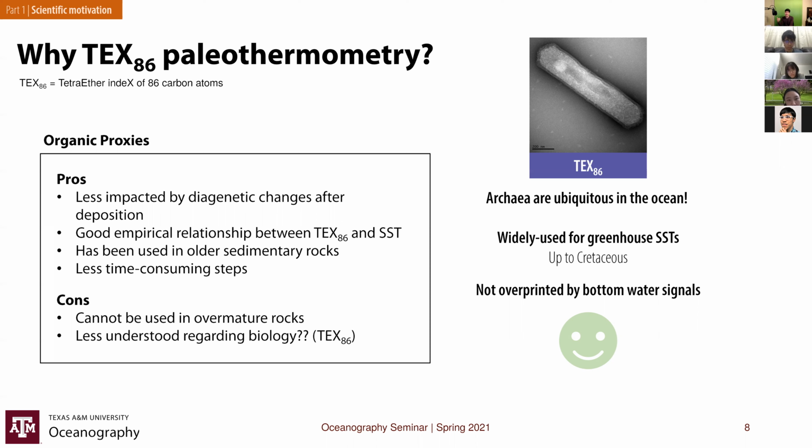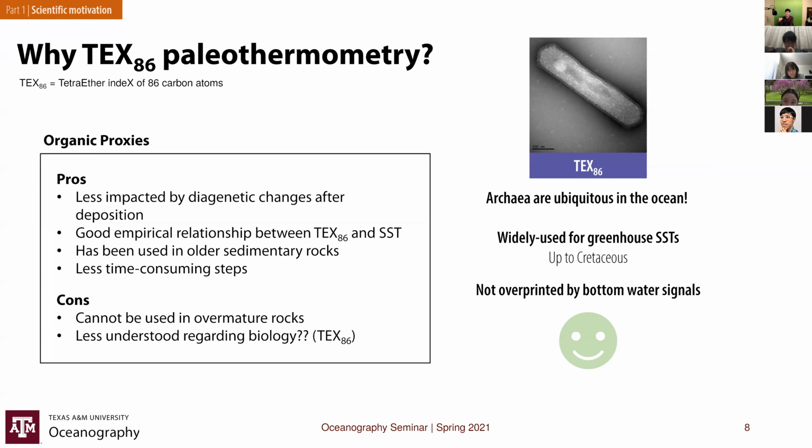The reason it is good for reconstructing sea surface temperature in the past, especially during greenhouse climates, is that it's less impacted by the diagenetic changes after it's deposited at the seafloor, which is the main problem for most of the calcium carbonate proxies, where when the shells of the organisms are deposited at the seafloor, secondary calcium carbonate tends to grow on top of the original shells and make colder biases in those proxies.